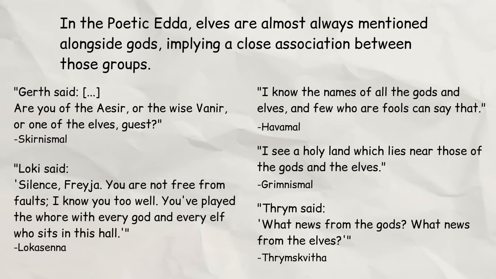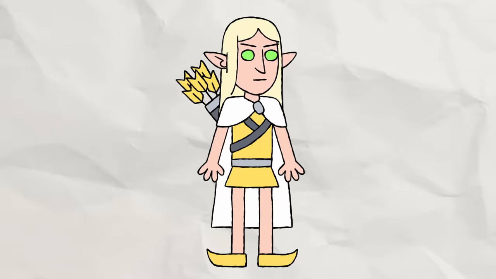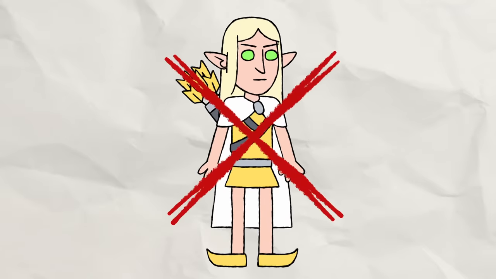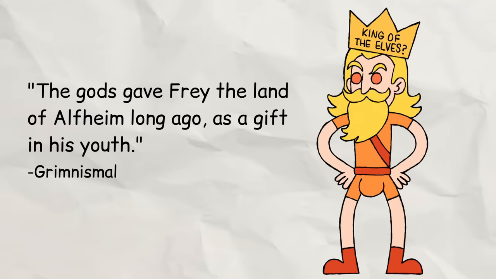Moving on, mentions of elves in Old Norse sources are sparing and extremely vague. The most we can gather about them is that they're some kind of divine or semi-divine beings who have a close relationship with the Aesir and Vanir. And unfortunately, none are described as having pointy ears or luscious flowing hair. In the Eddic poem Grimnismal, it's said that the Vanir god Frey was gifted Alfheim, home of the elves, as a baby. So it may be that Frey was considered their ruler.